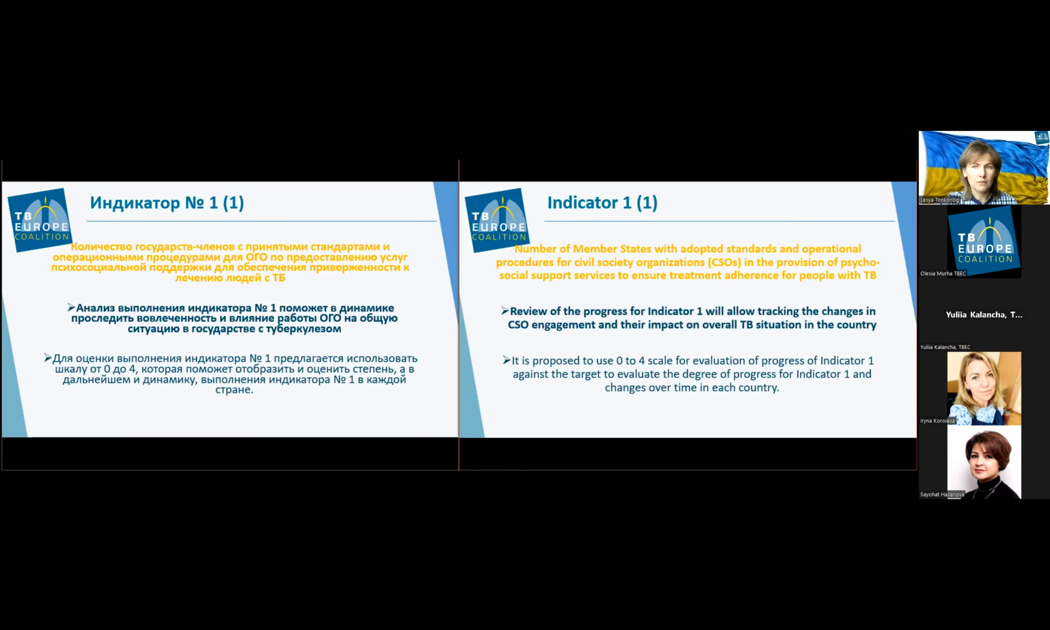Why do we need this indicator? Analysis of implementation of indicator number 1 will help us to dynamically track the involvement and the impact of CSOs on the overall TB situation in the country. And it is proposed to use a 0 to 1 scale for evaluation of progress of this indicator, to evaluate the degree of progress and further on changes over time in each country. Next slide.